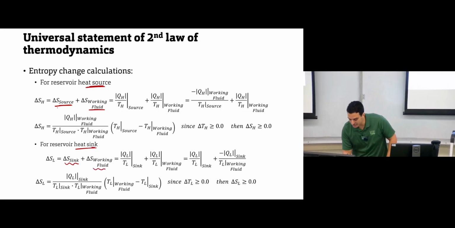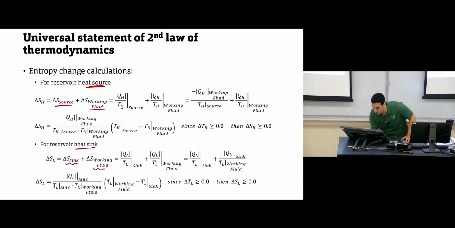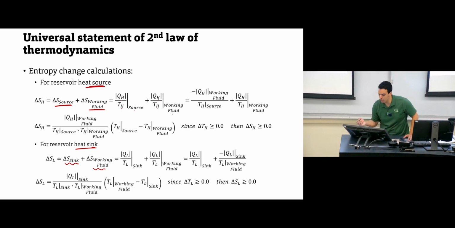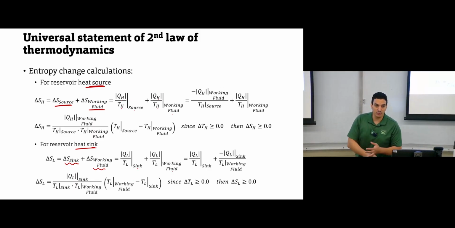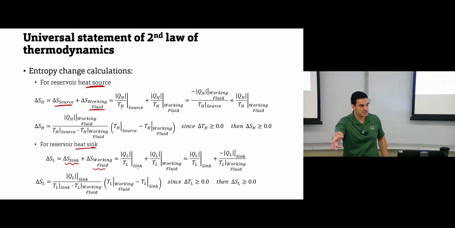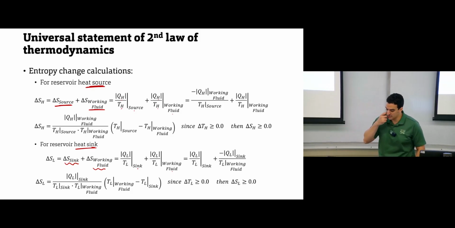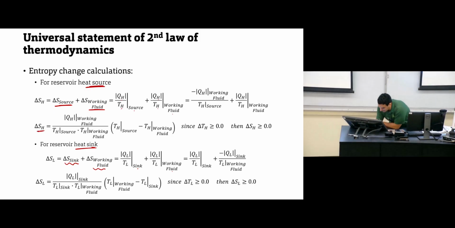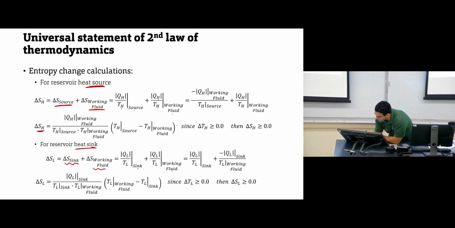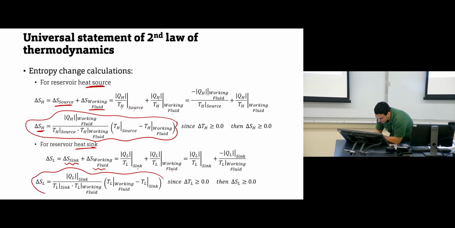And what is the entropy? Delta S is Q over T. So Q over T for the source, Q over T for the working fluid. Q over T for the sink, Q over T for the working fluid. If you consider the sign convention, any Q that is added to the system is positive, any Q removed from the system is negative, then we will end up with this equation. So delta S for everything we have in the reservoir will be this equation. And again for the sink, we will have this equation.